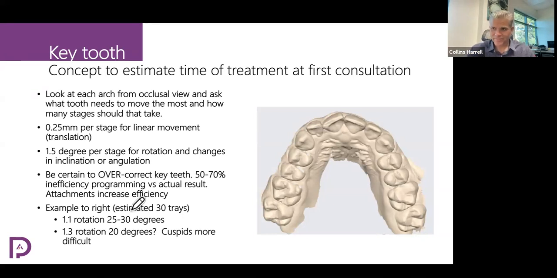Somebody asked about not having a scanner, and you can convert your PVS impressions into an STL file. If you go on the Progressive Aligner website under the doctor frequently asked questions, you'll find some information on that.